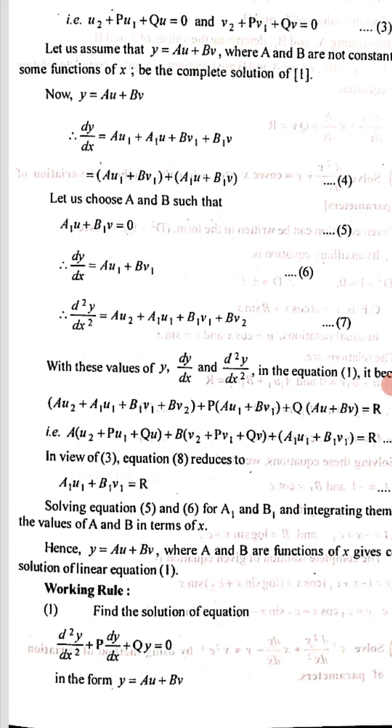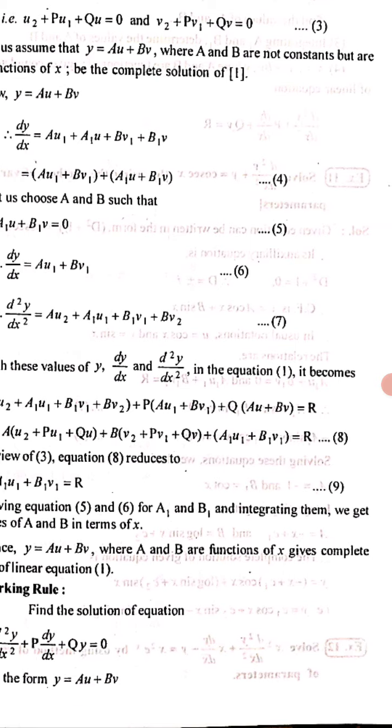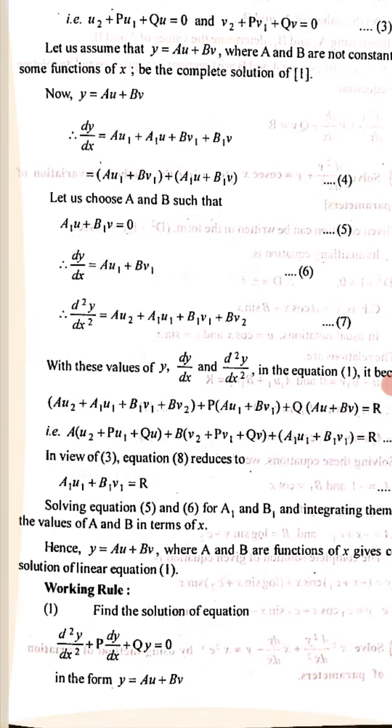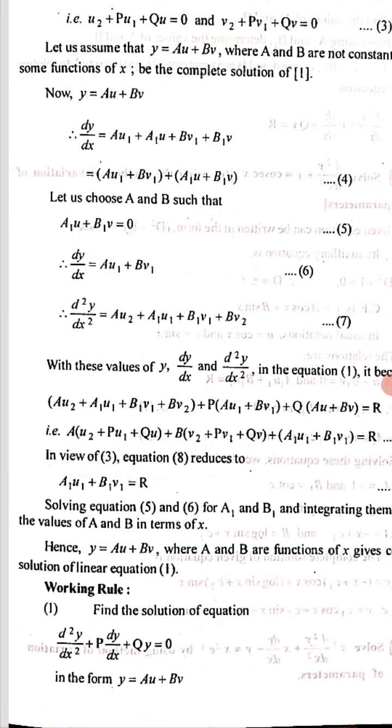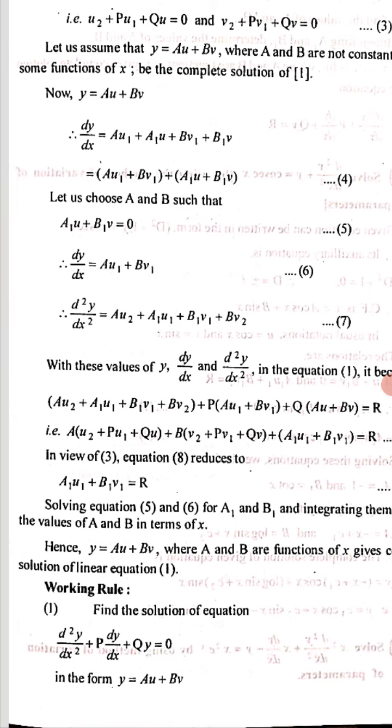In view of equation 3, equation 8 reduces to a1u1 plus b1v1 is equal to r. This is equation number 9. Solving equation 5 and 9 for a1 and b1 and integrating them, we get the values of a and b in terms of x. Hence y is equal to au plus bv, where a and b are functions of x, gives complete solution of linear equation 1.